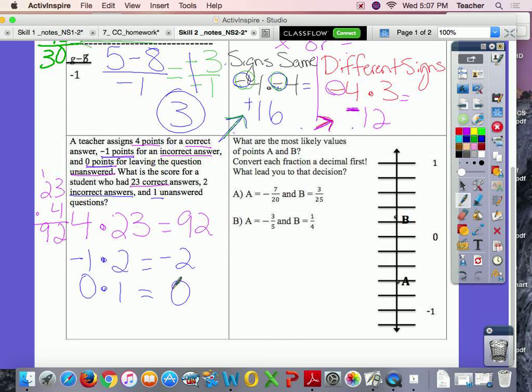Great. So if we know that they got 92 correct points plus -2 points plus 0, what are we going to do to figure out the overall score? Well, we need to combine it, which means adding. So think about this as 92 minus 2. What is 92 minus 2? 90. So this person scored a total of 90 points on their test.